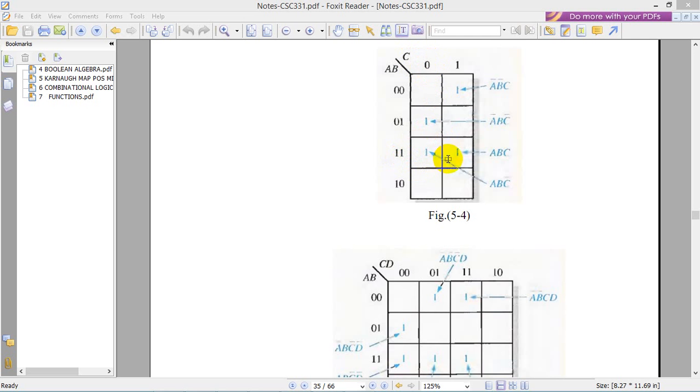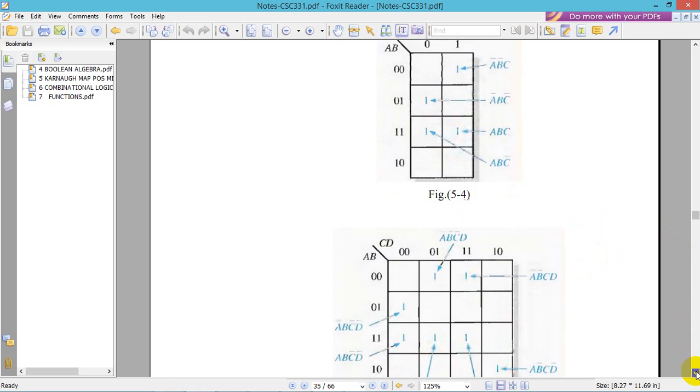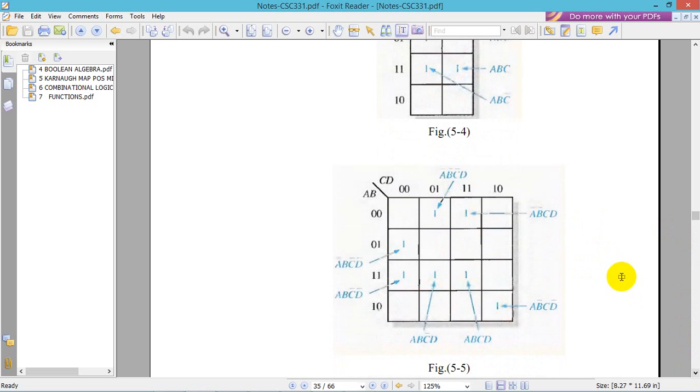So we write the A and the B without complementing them, and then we complement the C because it is 0. When we come to this side too, we have 1, 1, which is AB, and on the C side we have 1. It means they are all giving us true values and we don't have to complement anything. When we come to this side, we'll scroll down a little bit so that you see.